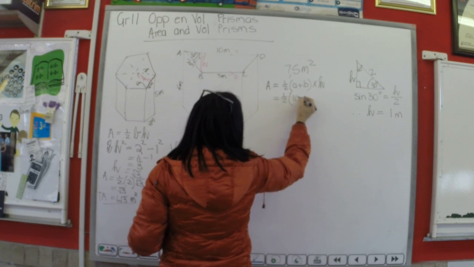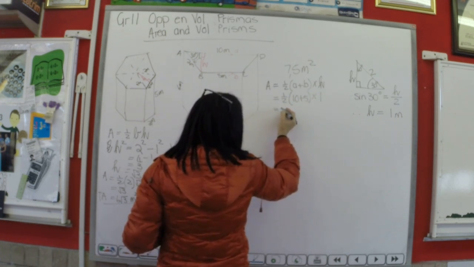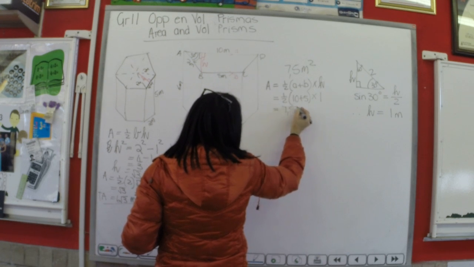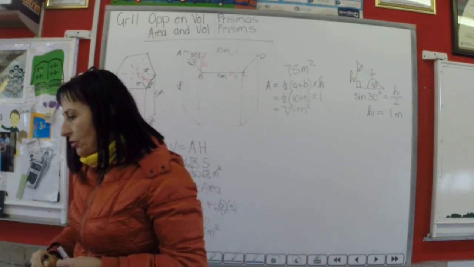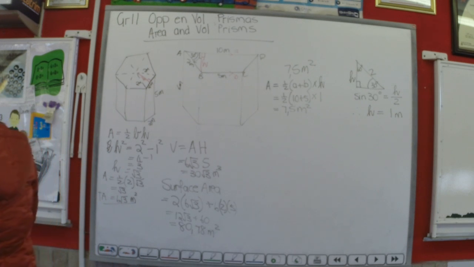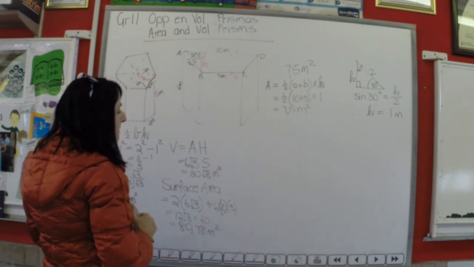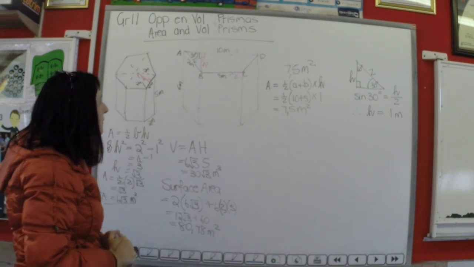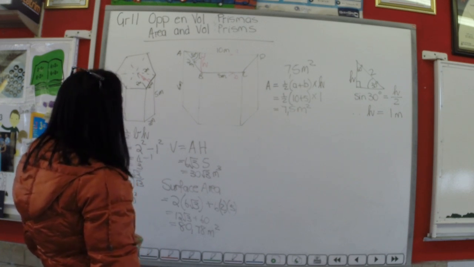A plus B is 15 maal met my loodregte hoogte. So die helfte van 15 is 7,5 vierkante meter. There I've proven it. It's true. It's definitely true. That is the value of the height. And now they ask, determine the volume, die volume van hierdie prisma, die volume.